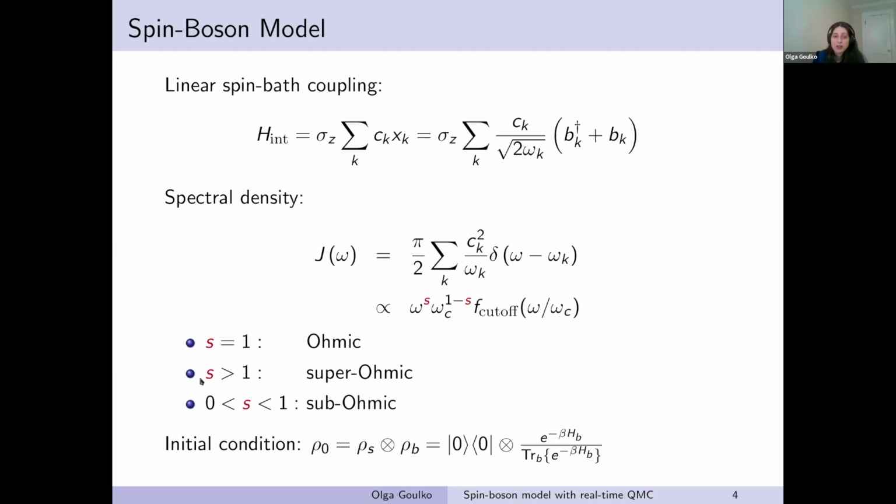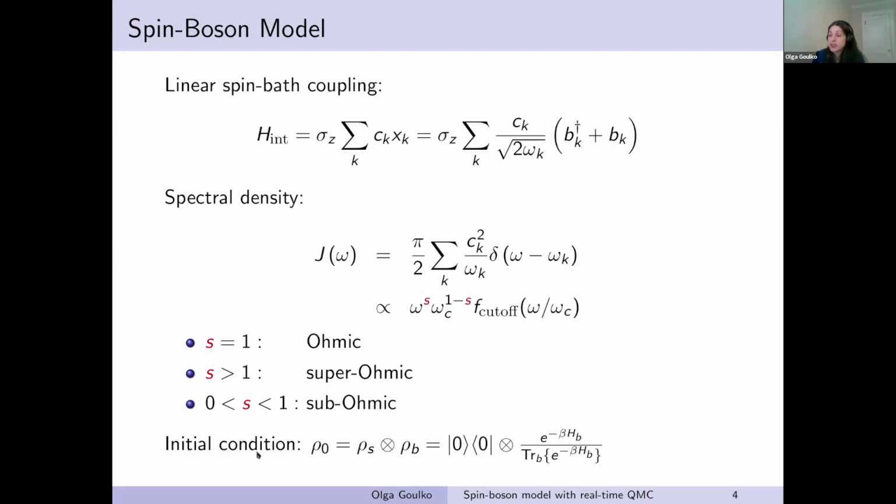If s is greater than 1, that's a super-ohmic regime, and it's trivial because in this case, the tunneling always outweighs the weak coupling. So the system is always delocalized or equally likely to be found in either state. What I'll focus on today is the sub-ohmic regime, where s is between 0 and 1, and it's a very interesting regime with a very rich phase diagram. It exhibits a quantum phase transition at 0 temperature and a lot of other interesting properties that I will mention.